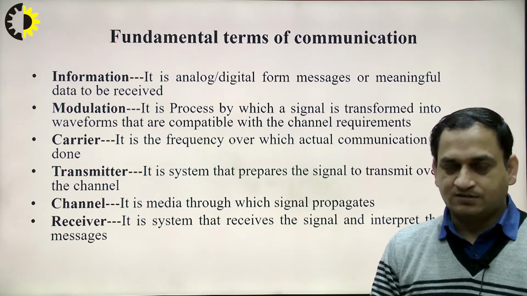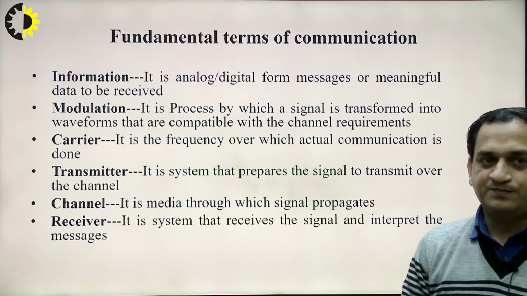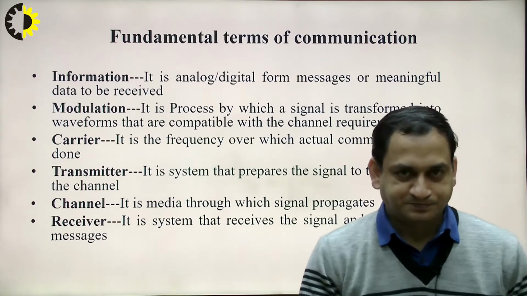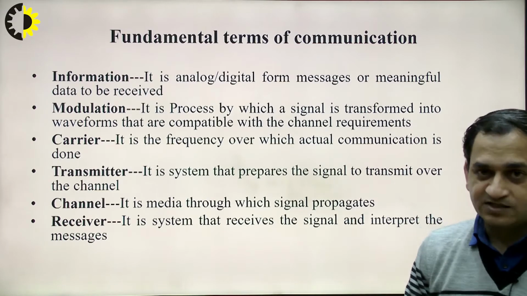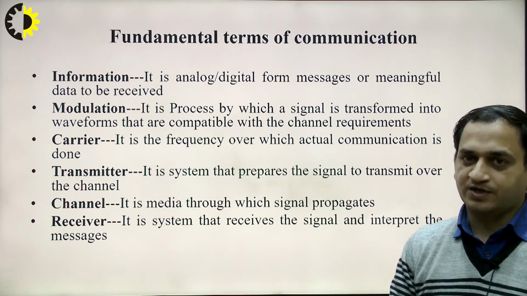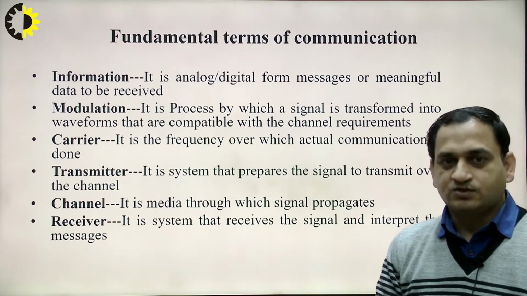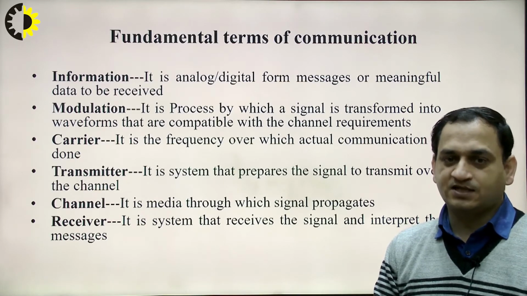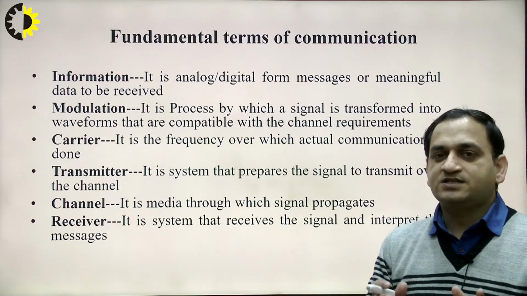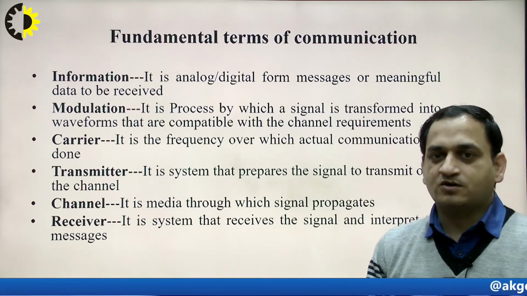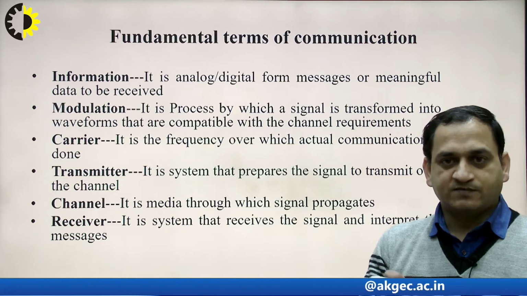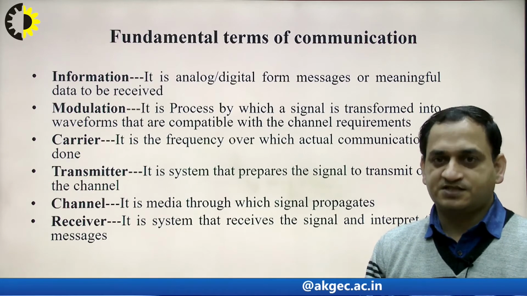Next is the transmitter. This is a system that prepares the signal to transmit over the channel. Next is the channel, through which the signal can be propagated. Next is the receiver. It is a system that receives the signals and interprets the messages. So, there are three basic blocks of the communication system: first is the transmitter, second is the channel, third one is the receiver.